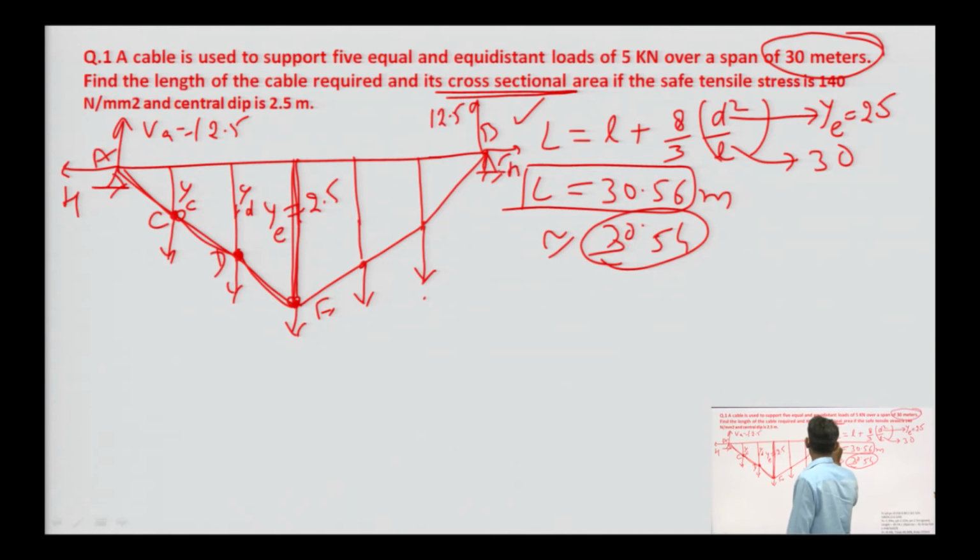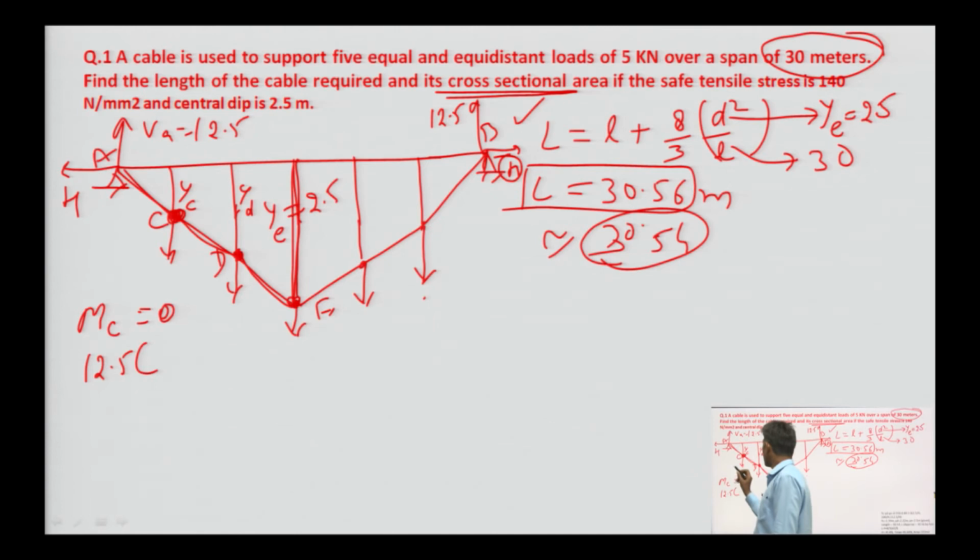The value of H is 12.5, yeah, this one. So the next thing is to calculate the value of H. To calculate the value of H, we can apply an equilibrium equation at point C. Bending moment at point C equal to 0, which we applied previously. So the value of H can be calculated in equation number 1. What was that equation? That was 12.5 multiplied by 5 minus yc into H equal to 0.